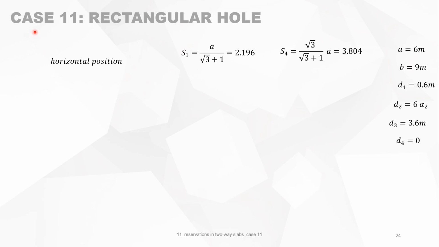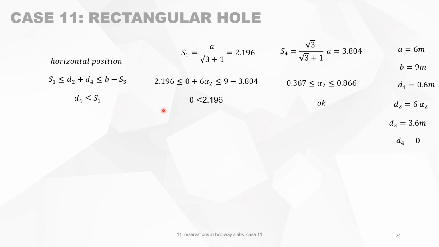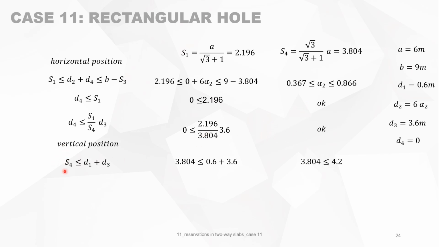We check if it is a case 11 reservation. So we check the horizontal position, fill in D2 and D4. We arrive at this condition. This gives you this. Then we do it for all conditions. This is okay. This is also okay. The vertical position, you see that S4, the 3.804, must be smaller than D1, 1.5, plus D3, 3.6. So that's this. This is also okay. And the last one, this is also okay. So what's left, if you look at this, you see that this is the most severe restriction. So formulas are only valid for alpha 2 between those two values. And it is a case 11 reservation.